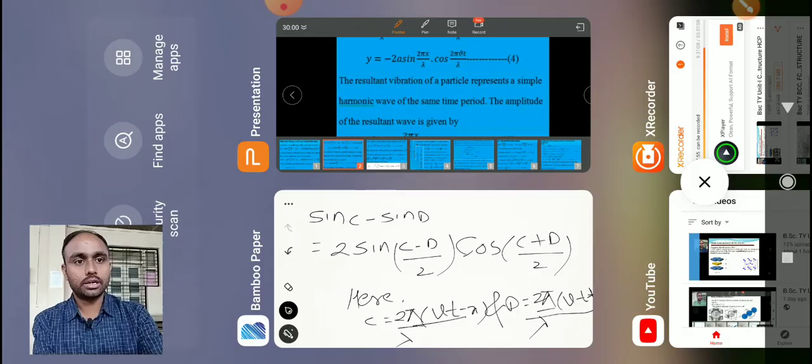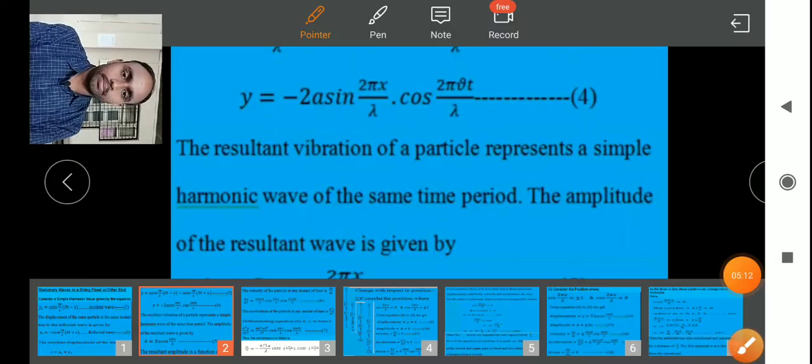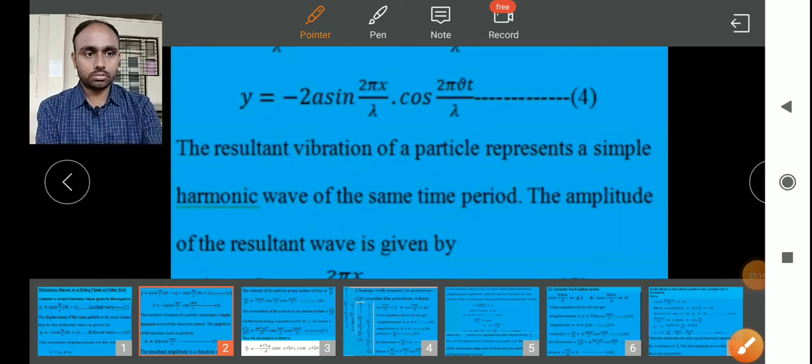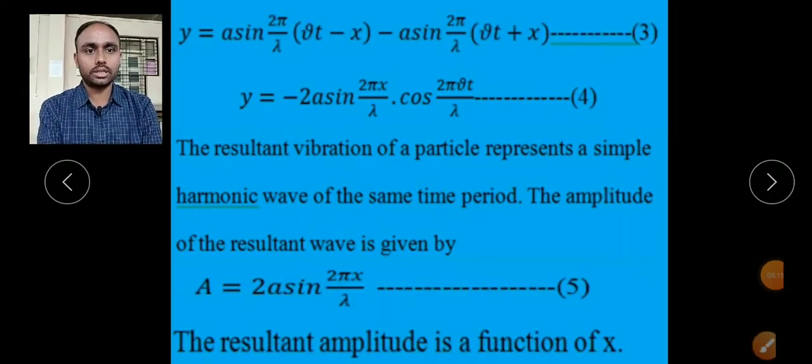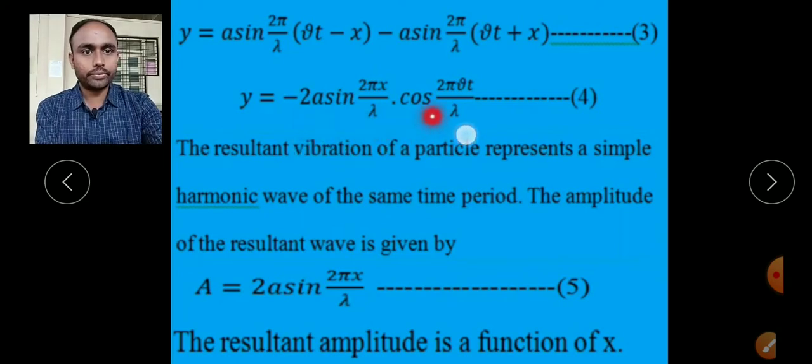Right. Now, if we substitute this C value and this D value in the above formula, let us see what we get. After substituting, what we get is here on our presentation screen. The resultant Y is nothing but minus 2a sin 2 pi x by lambda into cos 2 pi v t by lambda.